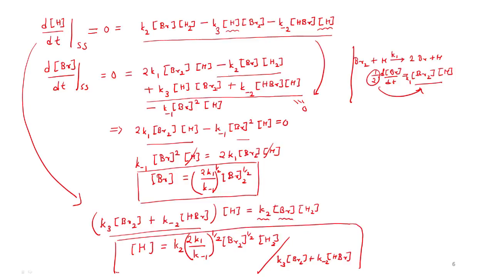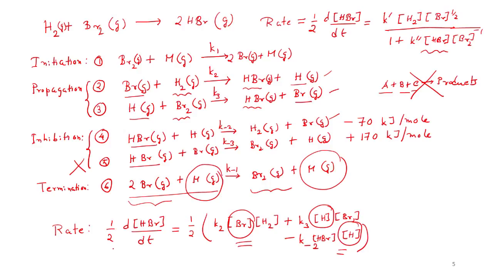So this is for the bromine radical, and this is for the hydrogen radical. We got these two terms, which look fairly complicated, and now we have to solve for d[HBr]/dt, which is the rate of the reaction. So let us now solve it. What is d[HBr]/dt? For that you just see this reaction. What is the expression for d[HBr]/dt? It will be half d[HBr]/dt. Let us just write it.